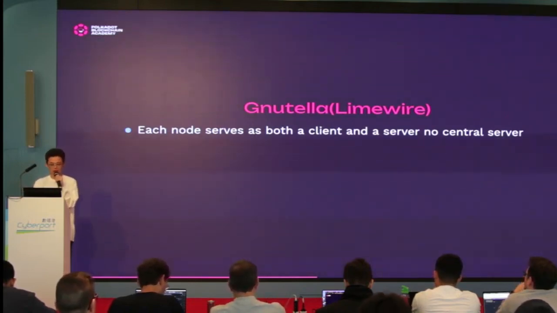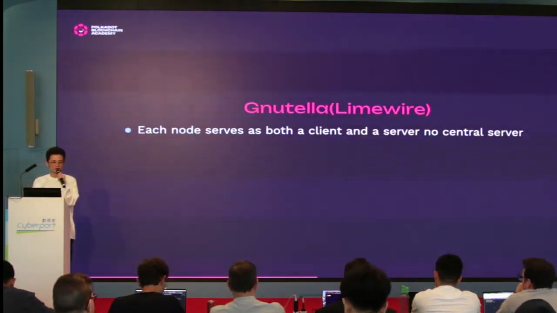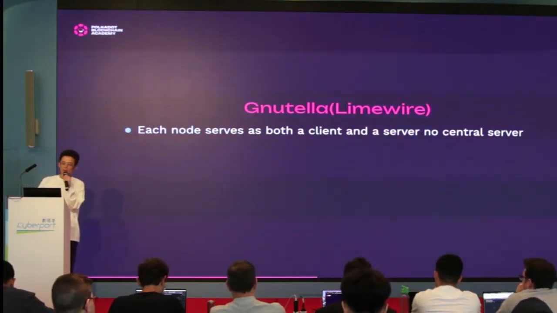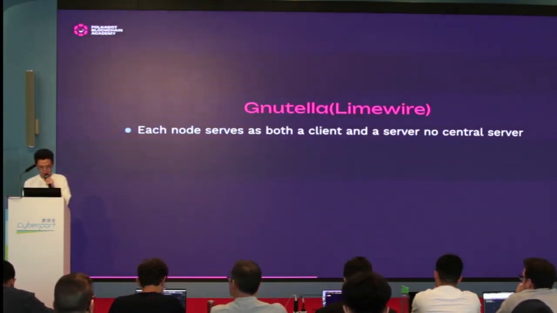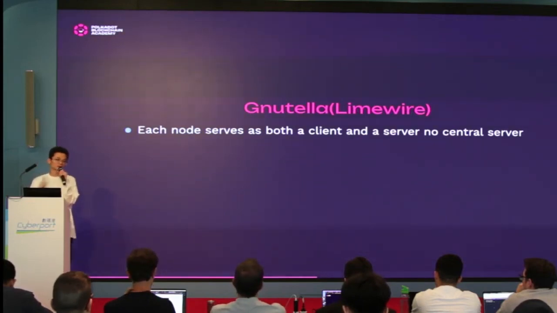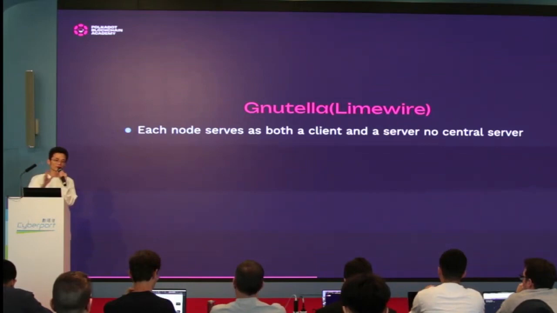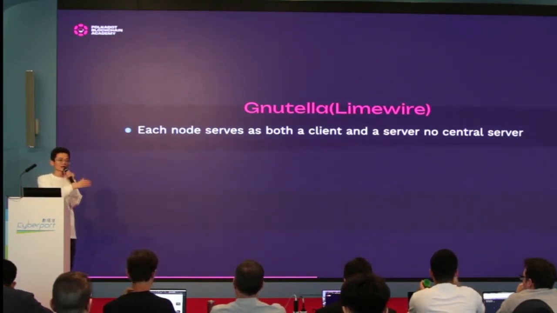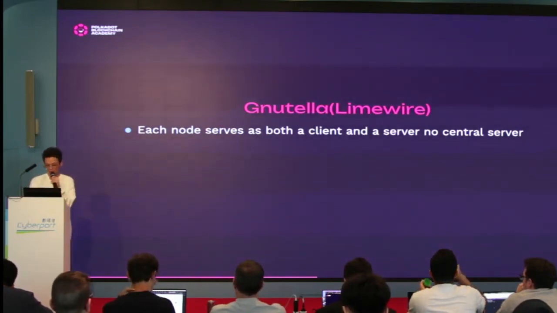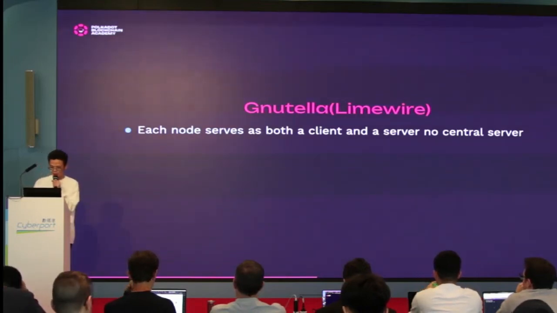So each node will serve as both a client and a server, and there will be no central server. So different from Napster, you will see we have no index server. Because we have no index server, it will be very difficult for a node to know which nodes have a particular piece of data, right? So it has suffered from a network flooding issue.